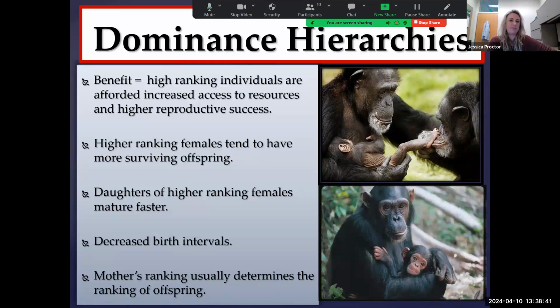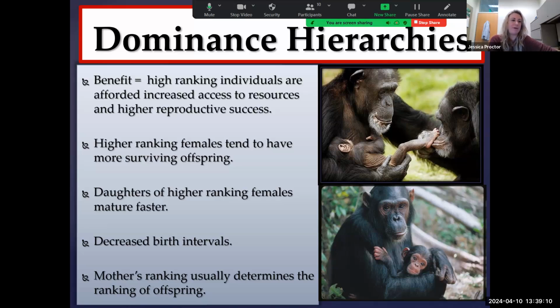So the benefit, essentially, what is the benefit of being a high-ranking primate within your group? The high-ranking individuals are generally afforded increased access to resources and therefore will have higher reproductive success. If you have more access to mates, food, territory, and protection, it's more likely that you're going to survive and reproduce yourself. Okay. So it's just back to simple natural selection.